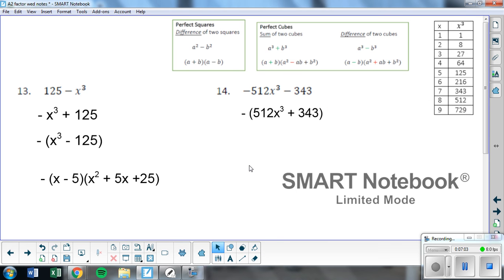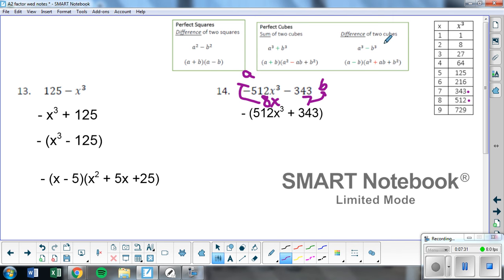Okay, so what can we do here? Is this a perfect cube? Let's check. 512, yep. So this number came from 8 times 8 times 8, or 8 cubed, and x cubed comes from x times x times x. That is my a value. And to get this term, 343, that was 7 cubed, so 7 is my b value.